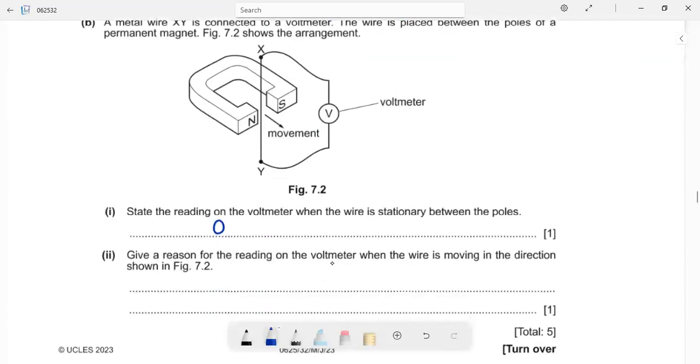Give a reason for the reading on the voltmeter when the wire is moving in the direction. So when the wire is moving, an EMF will be induced. So there will be current flow. So the voltmeter will start deflecting. So here an EMF is induced when the wire is moving. That means it is cutting the magnetic field.